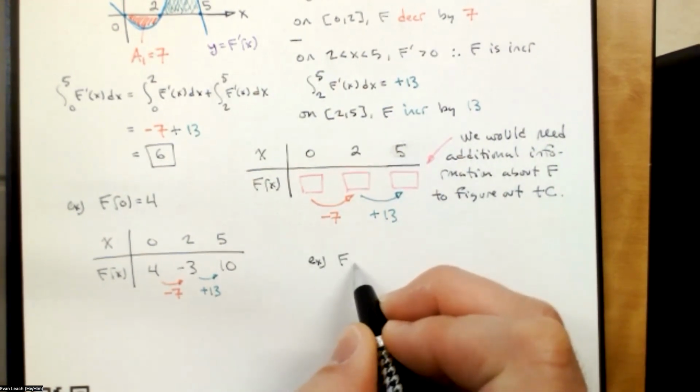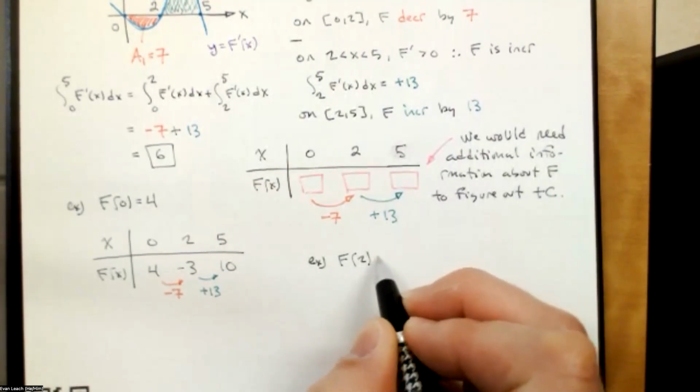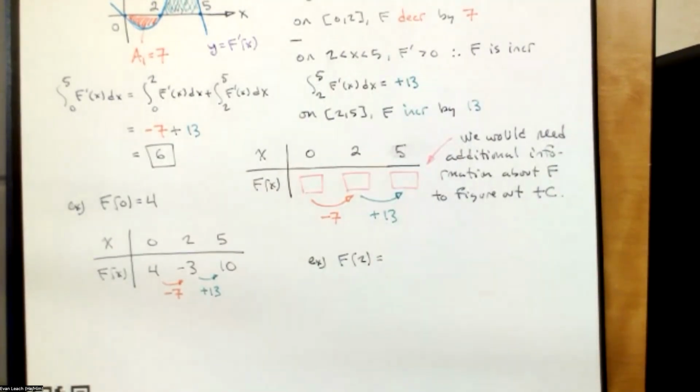If we had additional information that looked like this, let's say F of 2, we got to note where we are halfway through our journey or partway through our journey. We take a note of where we are. So let's say that F of 2 was equal to 11.